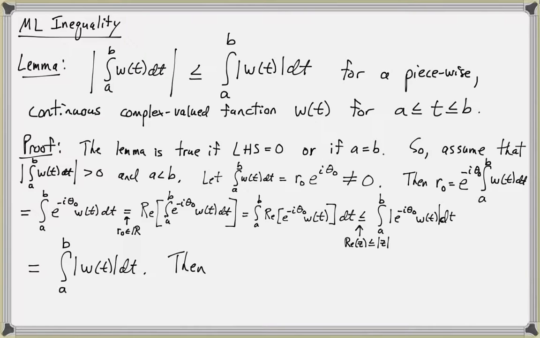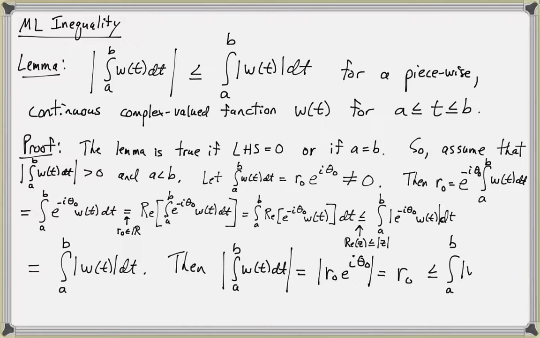To establish this lemma, the absolute value of the integral from a to b of w(t) dt equals the absolute value of r0 e to the i theta 0, which is equal to r0, since r0 is a positive real number, and we just established that r0 is less than or equal to the integral from a to b of the absolute value of w(t) dt. So this establishes the lemma. So next I'm going to state and prove the ML inequality using this lemma.